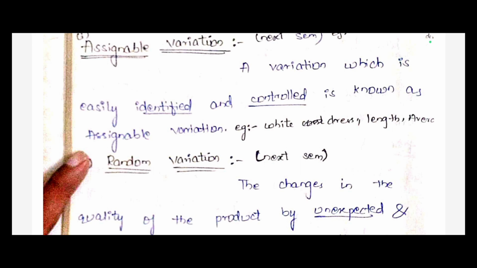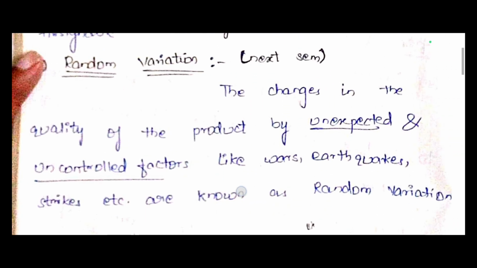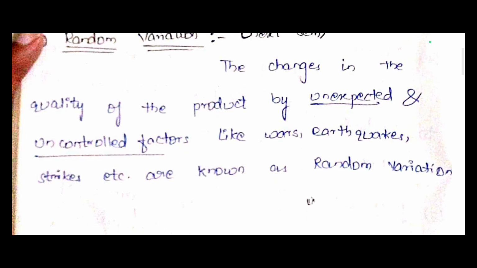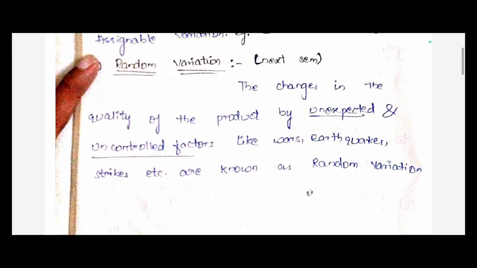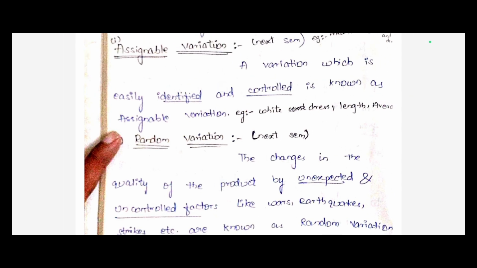Next, coming to the random variation: changes in the quality of the product due to unexpected or uncontrolled factors, like wars, earthquakes, strikes, etc., are known as random variation. These two factors may affect our statistical quality control data.